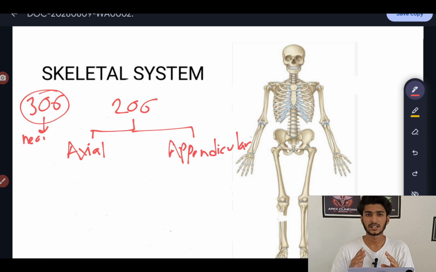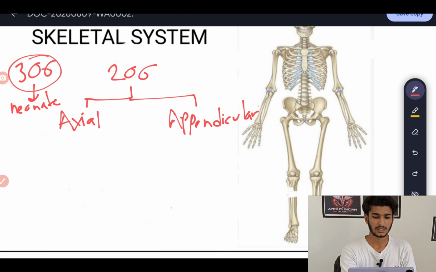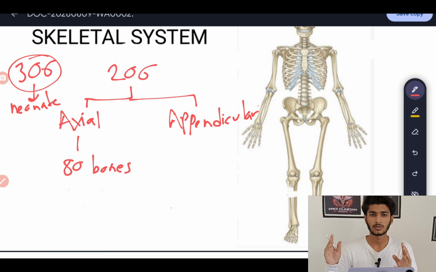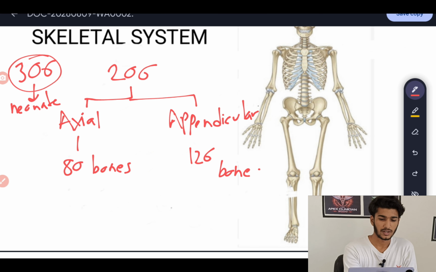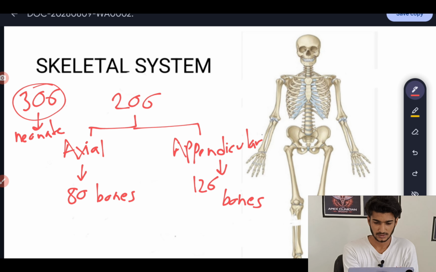So now we have bifurcated these 206 bones into two categories. First is the axial skeleton, second is the appendicular skeleton. Now see, the axial skeleton consists of 80 bones. Why is it called the axial skeleton? Because it is present at the axis of the body, which is the medial part of the body. It consists of 80 bones, and these 80 bones are present in the head and trunk.